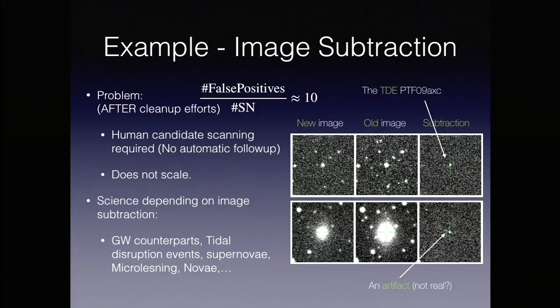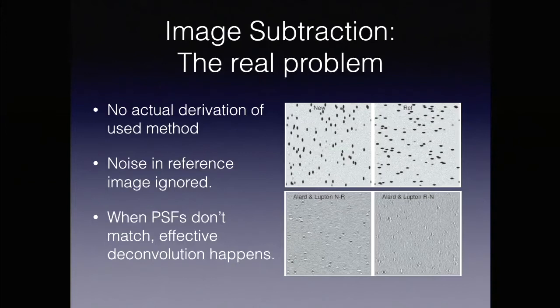In supernovae, microlensing, novae, all of this depends on that. Now, what was the real problem with image subtraction? Most of the problems in statistics and algorithms usually don't manifest themselves as a problem in statistics and algorithms. Someone comes to you with a problem, he doesn't know that he has a problem in statistics. So the real problem, I think, was that there was no actual derivation of the method used. No actual derivation. If you go to the paper, titled "optimal image subtraction," no derivation. No justification for the word optimal, for example. And the noise in the reference image was ignored.